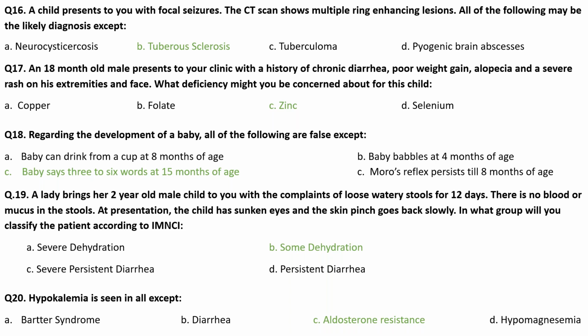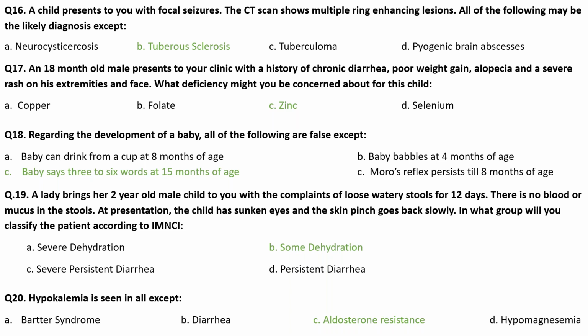An 18-month-old male presents to your clinic with a history of chronic diarrhea, poor weight gain, alopecia, severe rash on his extremities and face. What deficiency must you consider? The answer is zinc. Zinc deficiency may present with chronic diarrhea, rash, alopecia, and poor weight gain.